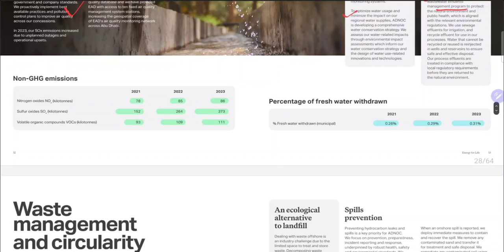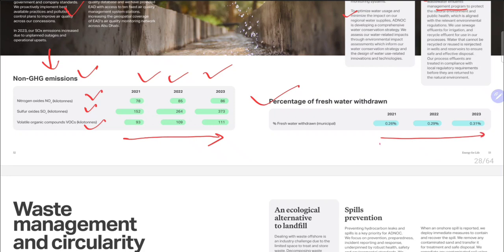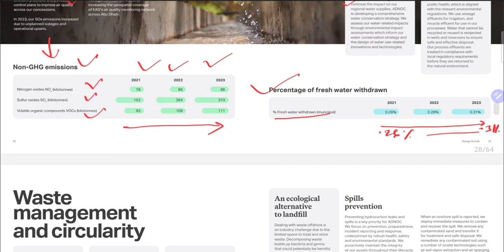So as an auditor and assurance student, what you want is the information of non-GHG emissions for 21, 22, 23 data. Okay, and you can see the trend also from left to right. NOx, SOx, and volatile organic compounds, then percentage of fresh water withdrawn. Here it is, you see, 0.26 percent to 31 percent, sorry. Okay, you can see fresh water withdrawn.